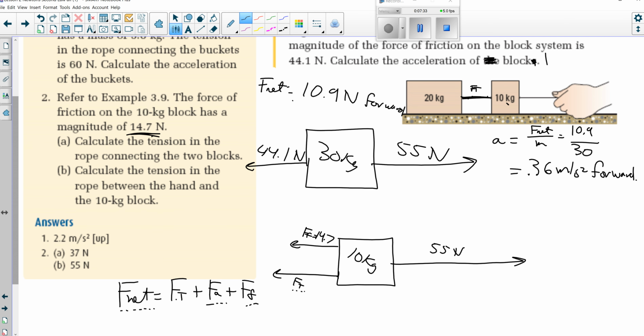Acceleration. Mass times acceleration. That's why we did all that work to get the acceleration of the system. It's also the acceleration of the 10 kilogram block. So now I can say F net for the 10 kilogram block is going to be different than the F net for the 20 kilogram block. Their accelerations are the same, but their net forces are a little bit different. F net is m times a, so we take our 10, multiply it by 0.36, and now we know that the net force is 3.6 newtons forward.